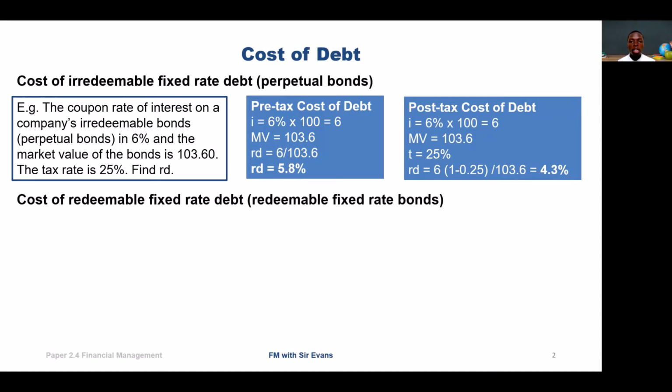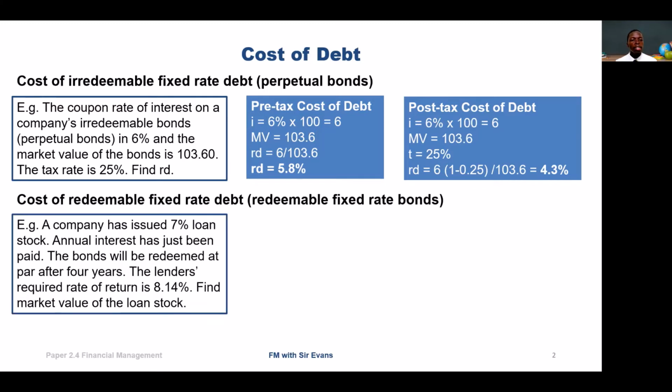Now we'll look at the cost of redeemable fixed rate debt. This is different from the ordinary redeemable debt. For fixed rate debt, the value of the redeemable debt is calculated as the present value of the future cash flows. From the lender's position, it is discounted with the pre-tax cost of debt, and from the company's position, it's discounted at the post-tax cost of debt. So you should take note of that. So this is the example.